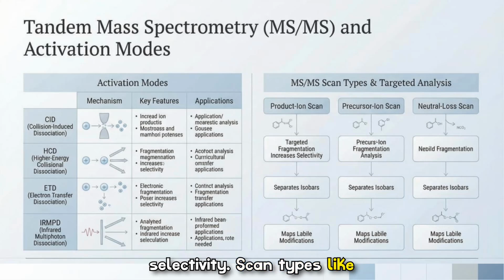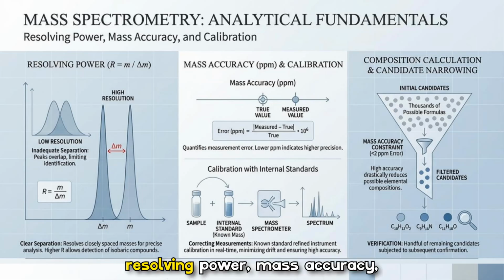Scan types, like product ion, precursor ion, and neutral loss scans, further tailor experiments to separate isobars, map label modifications, and improve targeted analysis. Analytical fundamentals cover resolving power, mass accuracy, and calibration, key to distinguishing closely spaced masses.